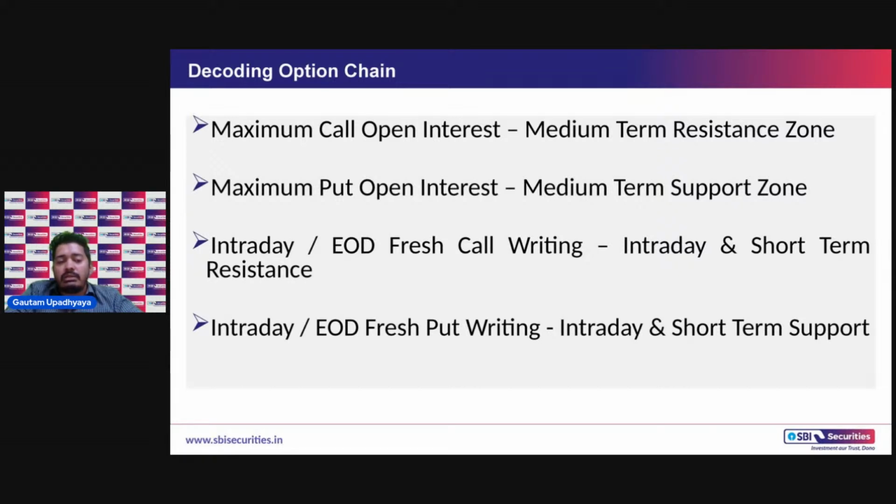मतलब 21,800 minus the average premium, that is your support zone, 21,900 plus the average premium, that is your resistance zone.